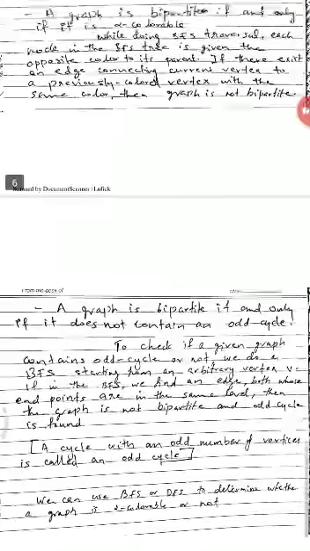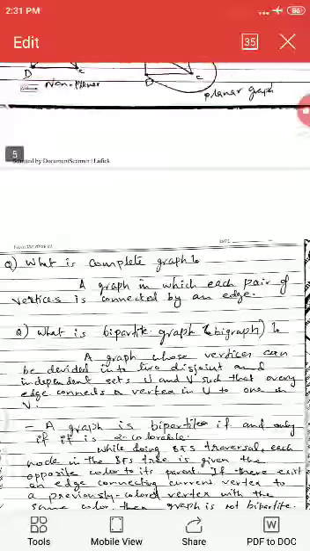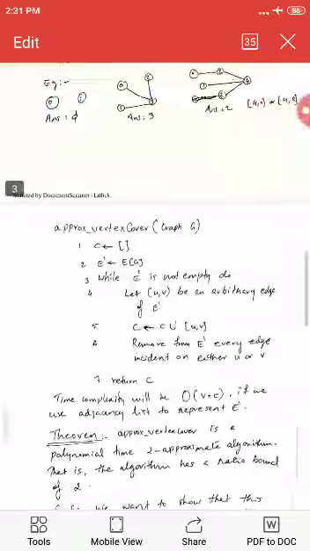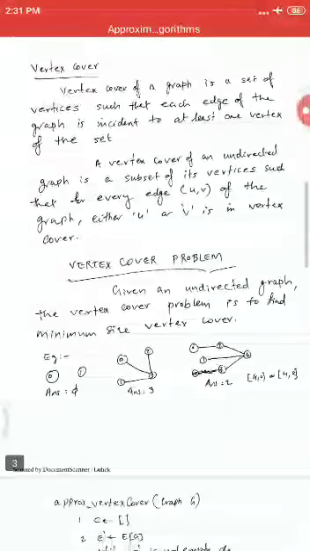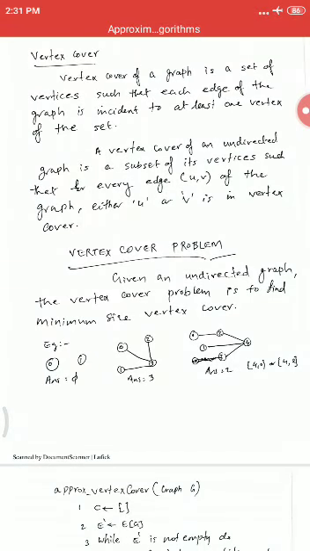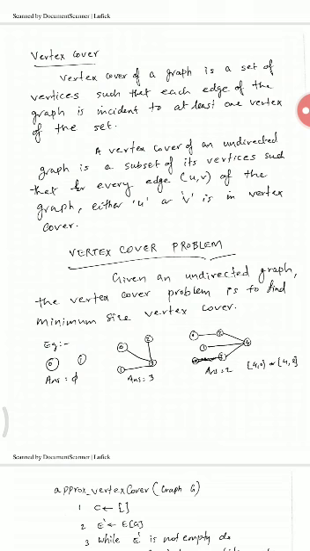Next term we have to look at is the vertex cover. What is a vertex cover? Okay, that is a question. Vertex cover of a graph is a set of vertices such that each edge of the graph is incident on at least one vertex of the set. And the vertex cover can be considered as a set where each vertex is a representative of an edge.